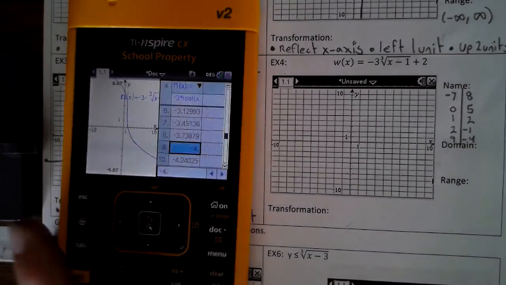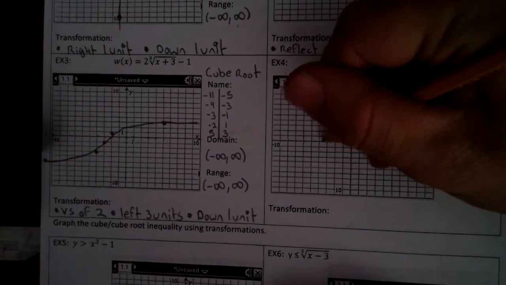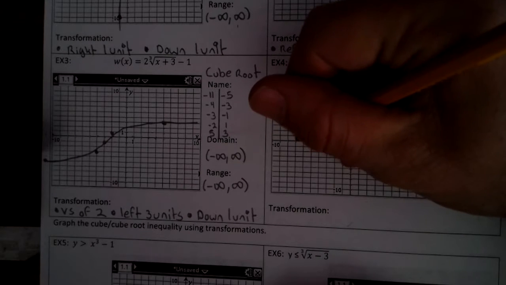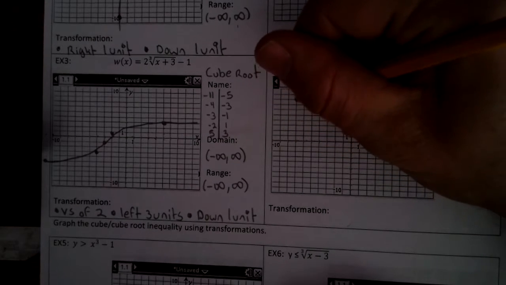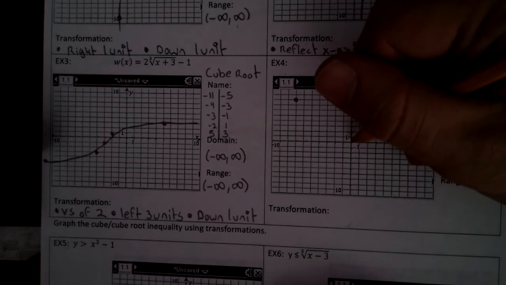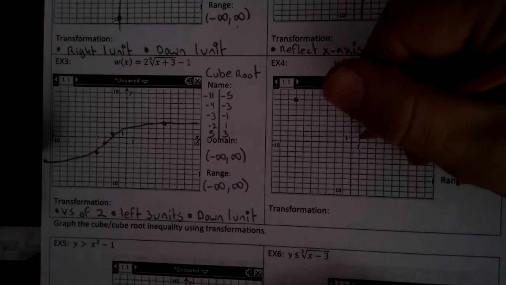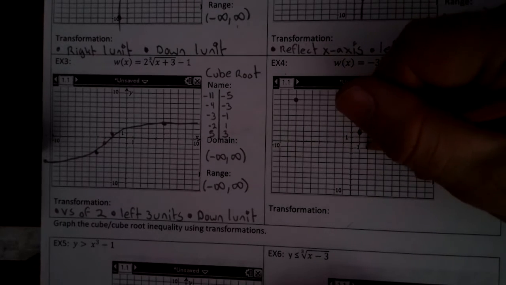So negative 7, 8. 1, 2, 3, 4, 5, 6, 7. 1, 2, 3, 4, 5, 6, 7, 8. 0, 5. 1, 2, 3, 4, 5. 1, 2. 2, negative 1. And 9, 1, 2, 3, 4.